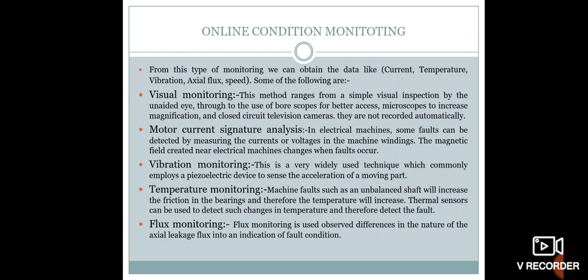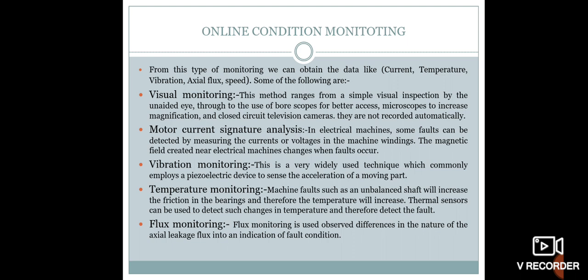They are not recorded automatically. The second point is motor current signature analysis. In electrical machines, some faults can be detected by measuring the currents or voltages in the machine windings. The magnetic field created near the electrical machine changes when a fault occurs.